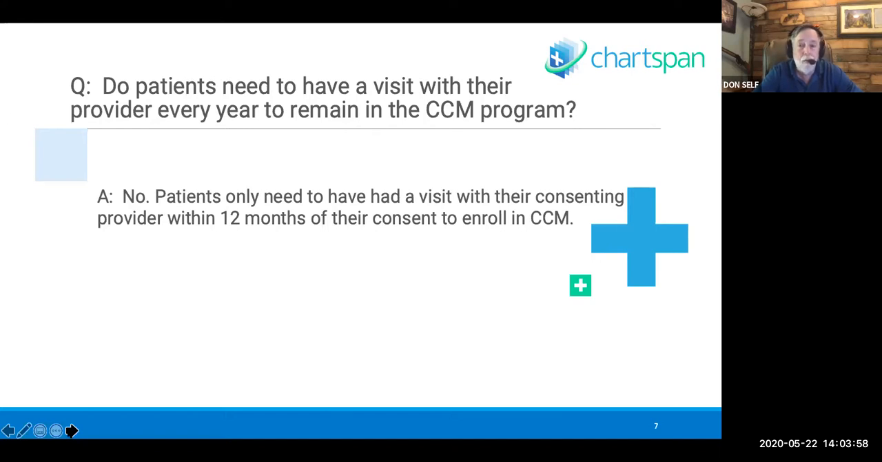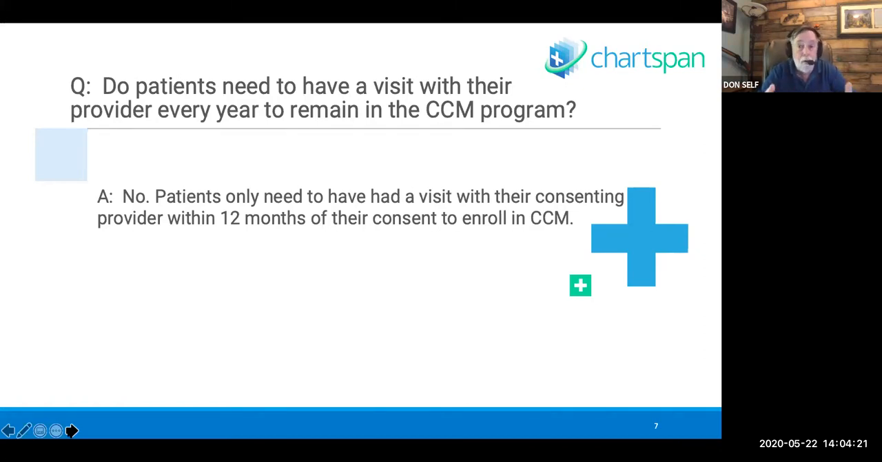And right now again, I'm going back to the COVID PHE right now because so many rules have changed in the last 70 days due to the COVID changes and emergency that's going on. Medicare is allowing doctors to do an audio video visit with the patient if they have not seen him in 12 months prior to the initiation of the chronic care management.